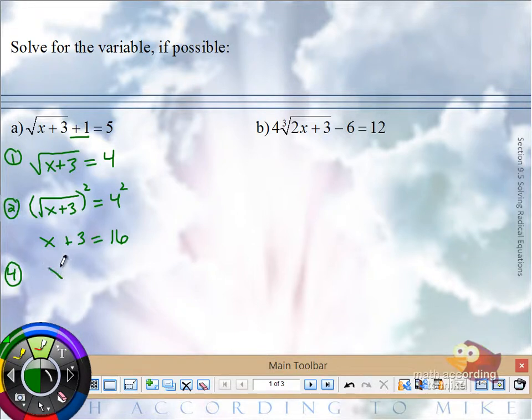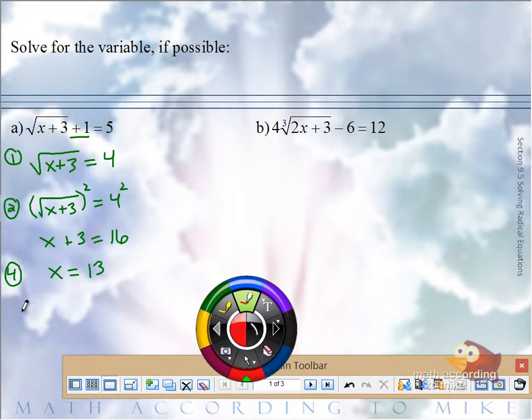Subtract 3, what do you get? 13. But let's check it. If we put 13 back in, do we get 5? Yep. Square root of 16 plus 1 is 5. So 13 is our answer.